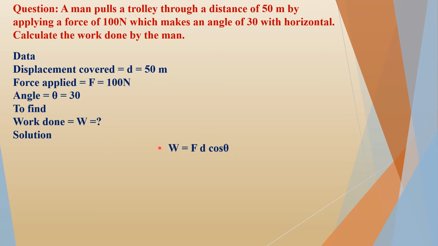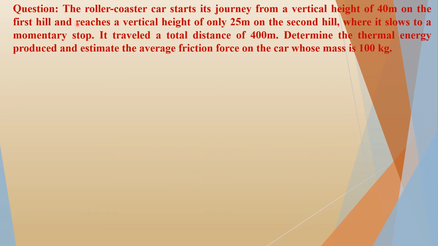Solution. As we know, work done is equal to force times d cos theta, and putting values of force, displacement and theta, and after solving we get work done is equal to 4330 joules.